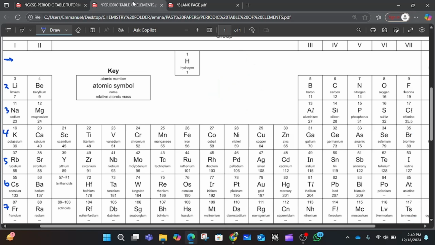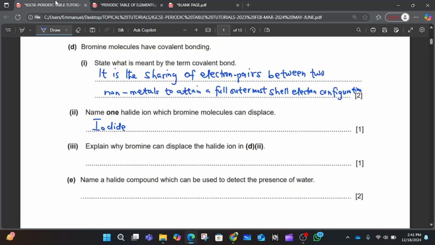So bromine is more reactive than the halide ions of these three: iodide, astatide, tennesside. So in the exam, since they're asking for one, you can write just one of them. III. Explain why bromine can displace the halide ion in II. So bromine is more reactive than iodine. It is the reason why it will displace the iodide ion.